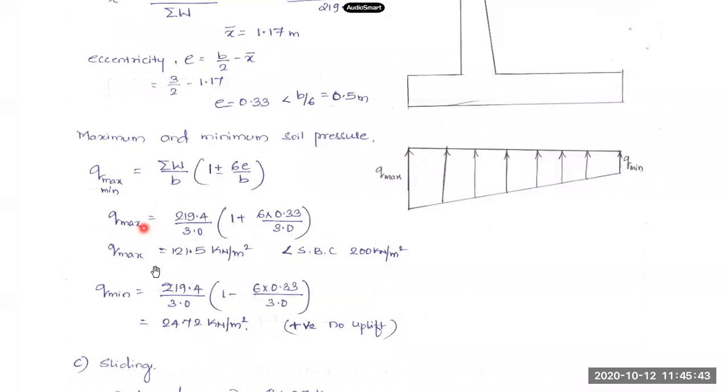The maximum base pressure is 121.5 kN per meter square, and it is less than our SBC value, so it is safe. And the minimum base pressure distribution is 24.72 kN per meter square, and this is coming out to be positive. So there is no uplift of the base slab over here. It is not losing any contact with the soil. So fine, we don't have to worry about that now. So that completes one more stability check, that is the distribution of base pressure.